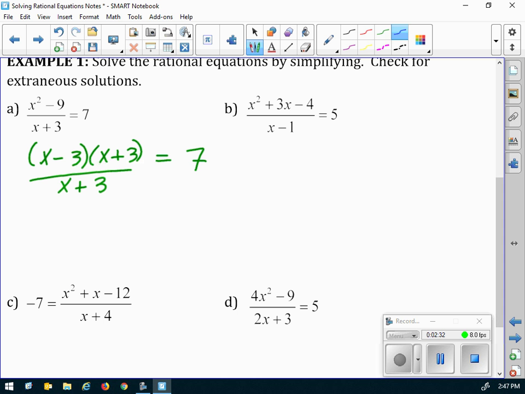Now, what do you see? Well, you see the x plus 3's will factor out. So you get x minus 3 equals 7. So x is 10.